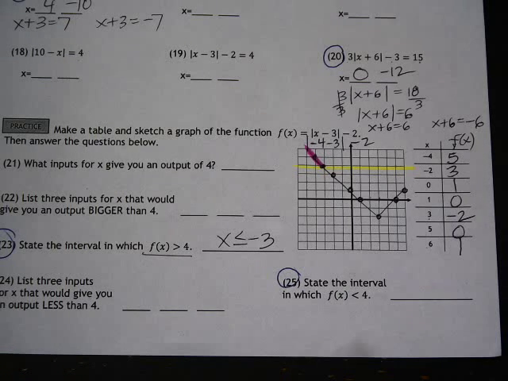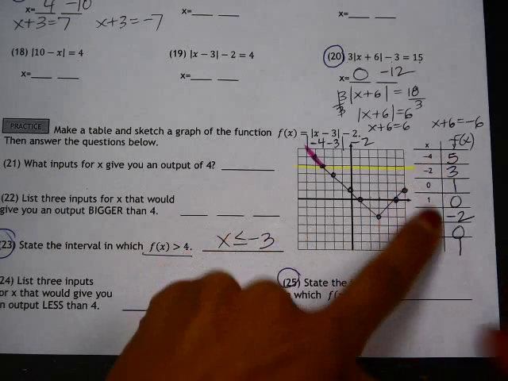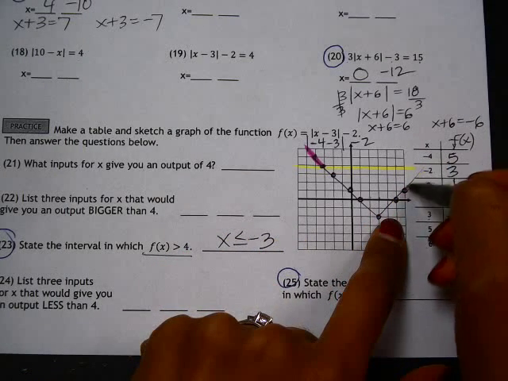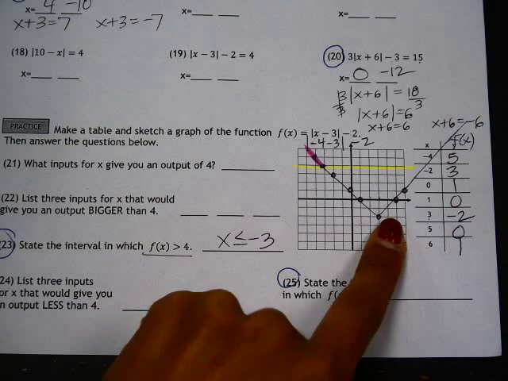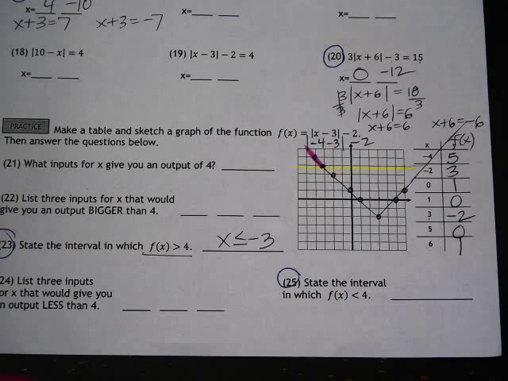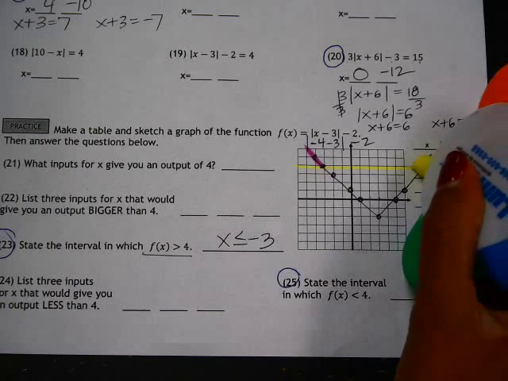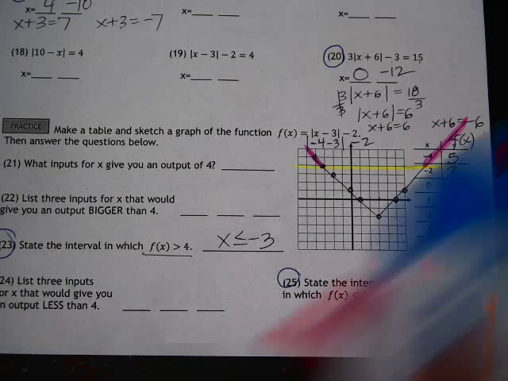Now, what we can't see on this grid is the right side of the graph. So if we continued this graph like that, there will be another value at which the graph is greater than 4, which is this section right here.